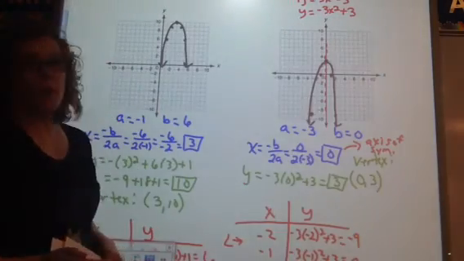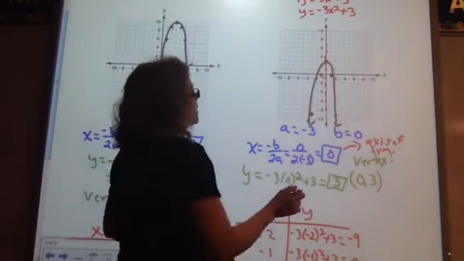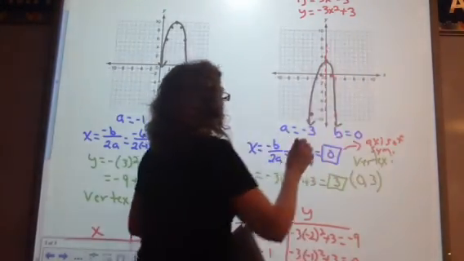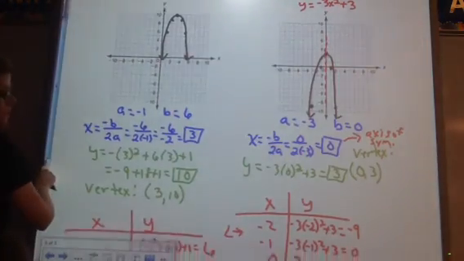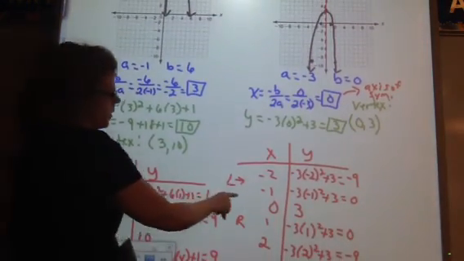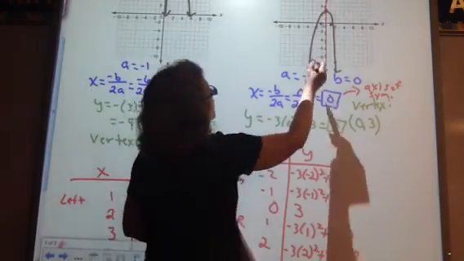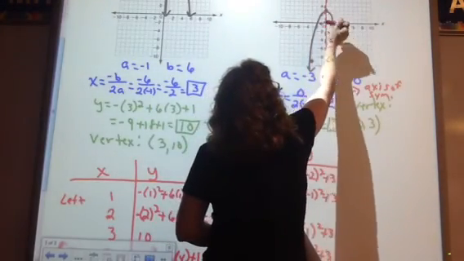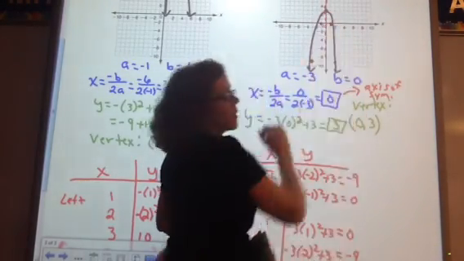Okay? And then we talked about zeros the other day. Where does this intersect the x-axis? When y is 0. So at negative 1 and positive 1. Actually, that should have been closer to this point right here, but negative 1 and positive 1.